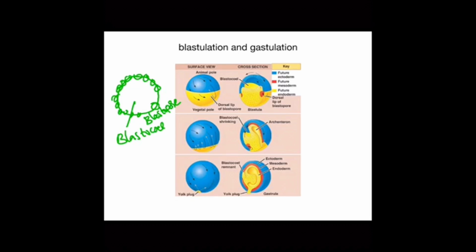Let us see how this single layered blastula becomes into three-layered gastrula. Formation of gastrula from blastula is called gastrulation. This single layered blastula becomes into three-layered gastrula. In gastrulation, the cells of blastoderm, they migrate into blastocoele through blastopore or primitive node in higher vertebrates. The movements of the cells here is called morphogenic movements. Let us move to the neurulation.